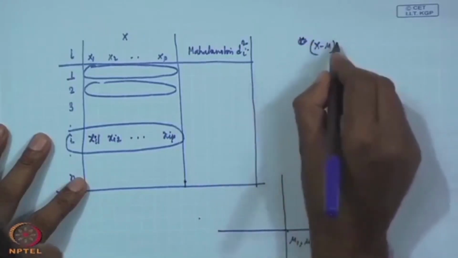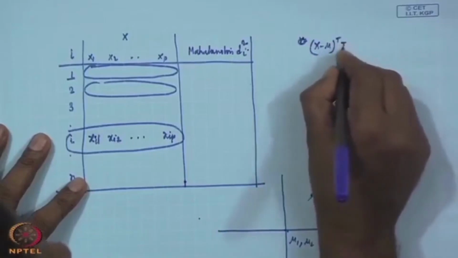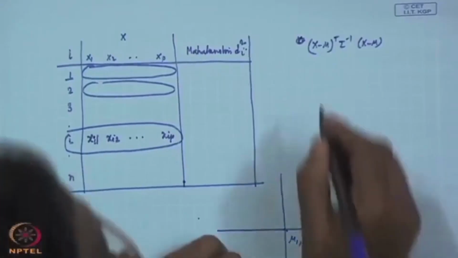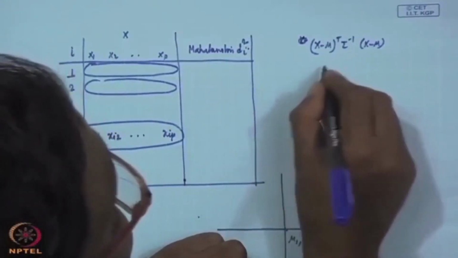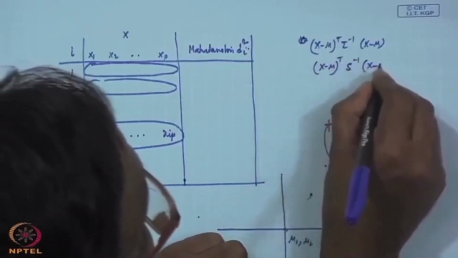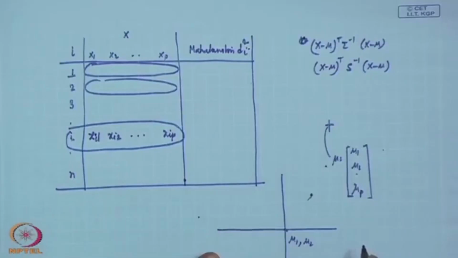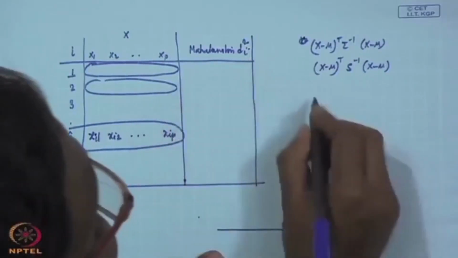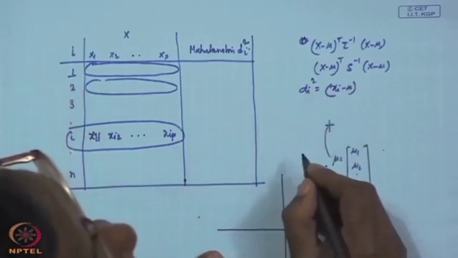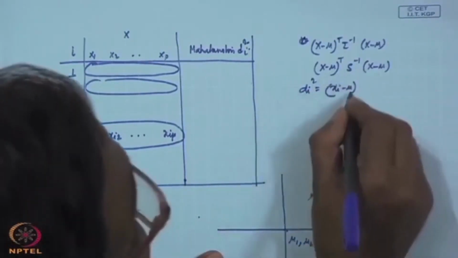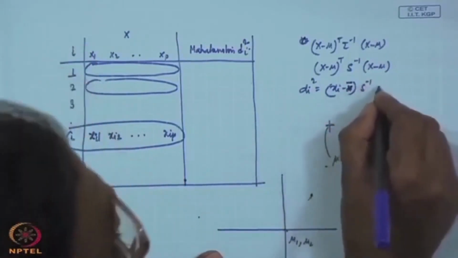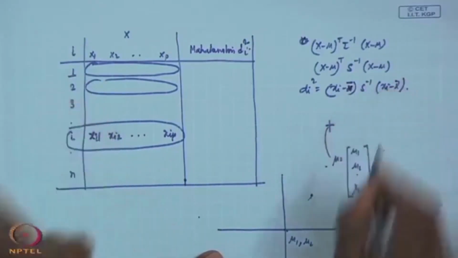(x − μ)ᵀ Σ⁻¹ (x − μ). Now, in Mahalanobis distance, the formula is (x − μ)ᵀ S⁻¹ (x − μ). Getting me? So, when I say d_i², I am saying x_i − μ, but I do not know the μ. So, I will write (x_i − x̄)ᵀ S⁻¹ (x_i − x̄).